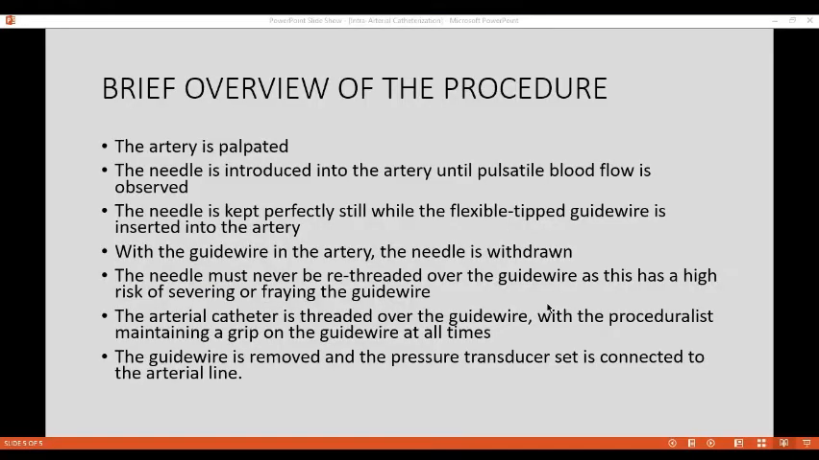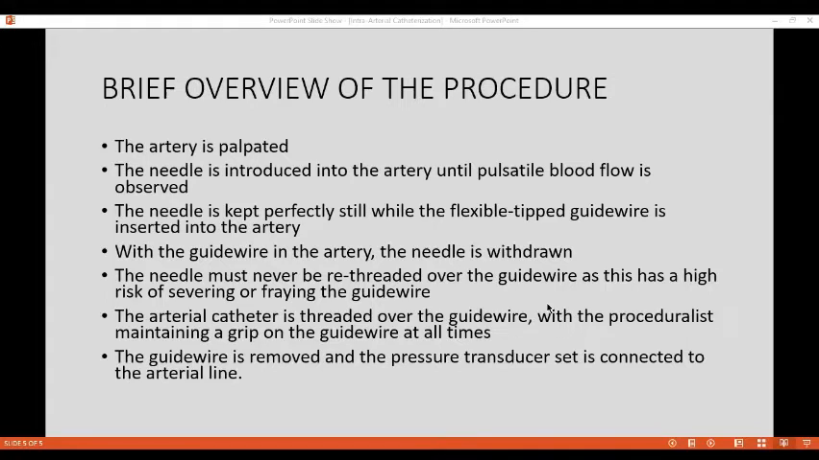Here is a brief overview of the procedure. First off, the artery is palpated. Second, the needle is introduced into the artery until pulsatile blood flow is observed. The needle is then kept perfectly still while the flexible tipped guide wire is inserted into the artery. With the guide wire in the artery, the needle is withdrawn.